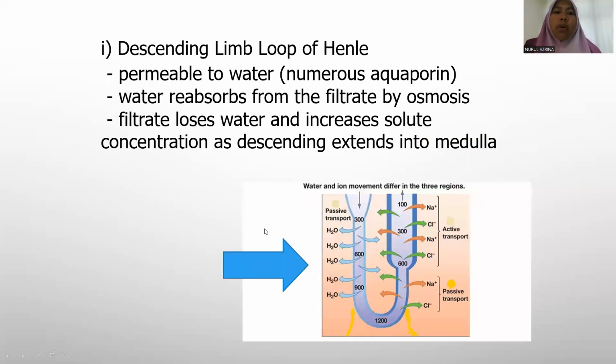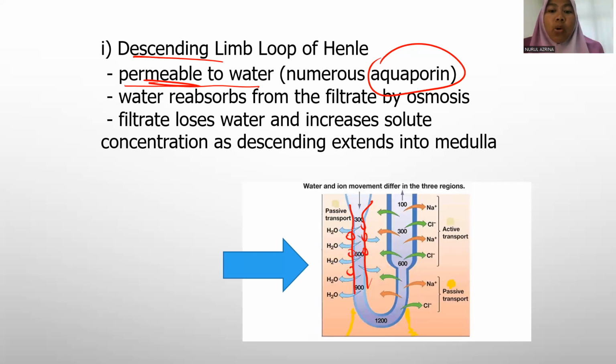Okay, now let's see what happens as the filtrate travels from the proximal tubule and reaches the descending loop of Henle. This is very important. The descending limb of the loop of Henle is very permeable to water. The membrane of the descending loop of Henle is very permeable to water because it has a lot of aquaporin. Aquaporin is the pore, or channel, that transports water. So there are a lot of aquaporins along the membrane, which makes the membrane so permeable to water.